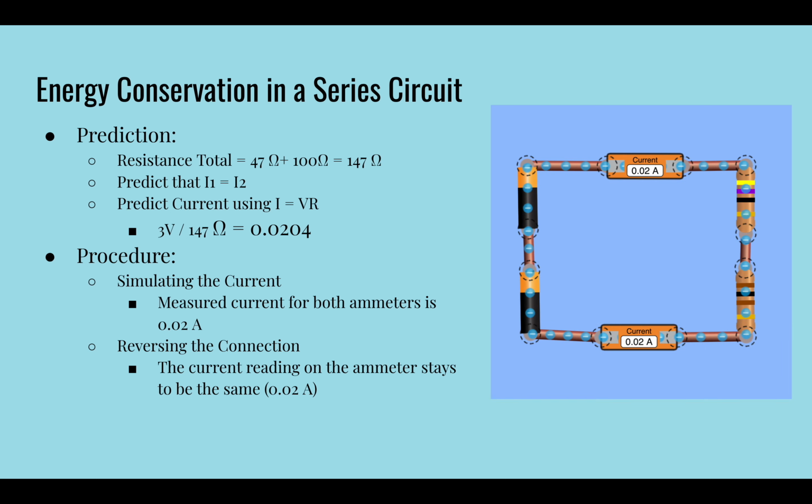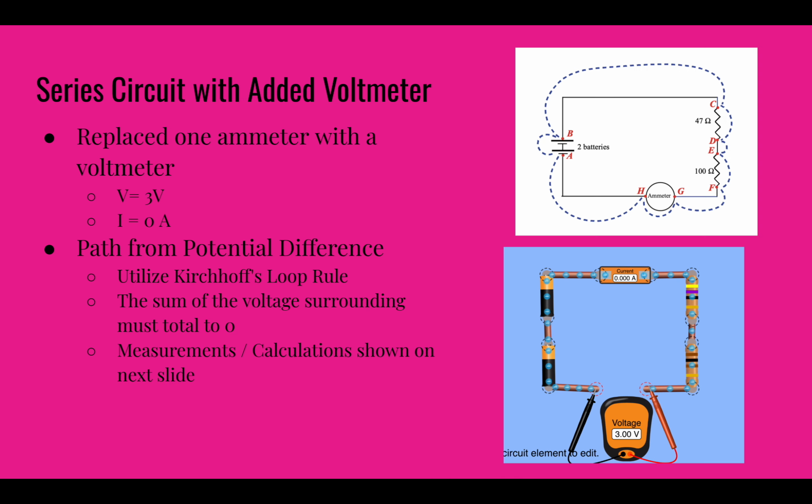So this was our first circuit. This is showing energy conservation in a series circuit. You can see what our prediction was of what the current would be, and we can see that the actual current was pretty close to it at 0.2. The measured current for both ammeters is 0.02 amps, and when we reverse the connection, the current reading on the ammeter stays the same.